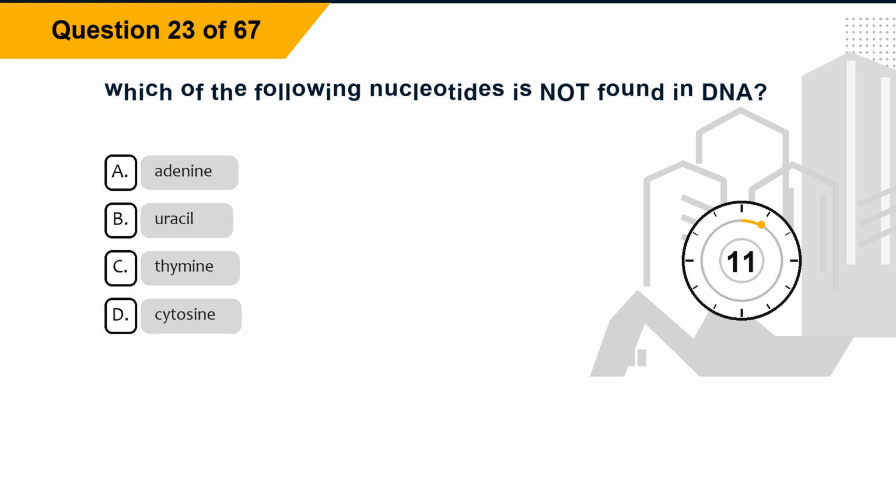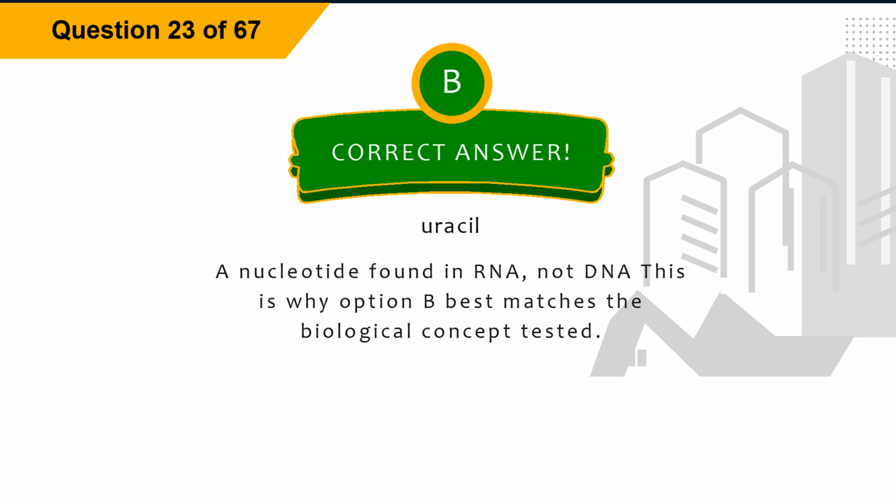Question 23. Which of the following nucleotides is not found in DNA? Option A, adenine. Option B, uracil. Option C, thymine. Option D, cytosine. The correct answer is option B, uracil. Explanation: a nucleotide found in RNA, not DNA. This is why option B best matches the biological concept tested.